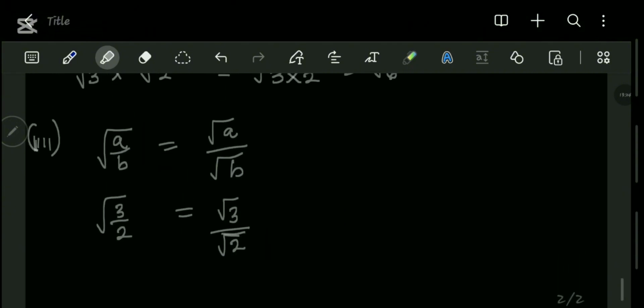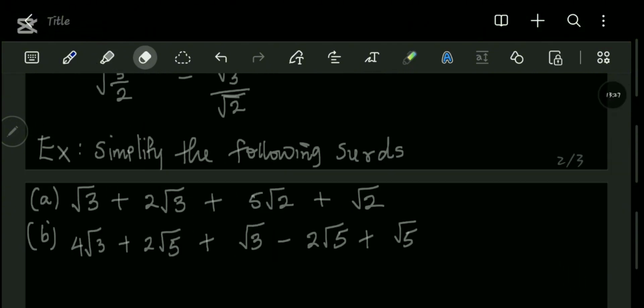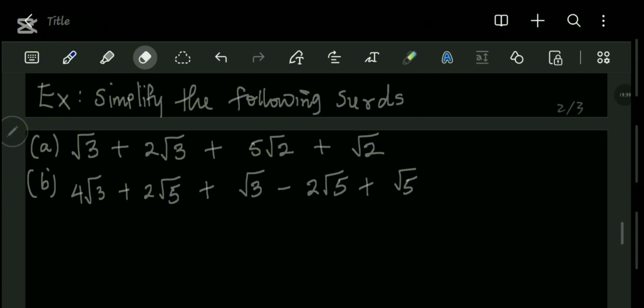Alright, let's look at these sample questions. We are asked to simplify the following surds. For question A, we are given surd 3 plus 2 surd 3 plus 5 surd 2 plus surd 2. We are asked to simplify that problem. Let's have the solution.